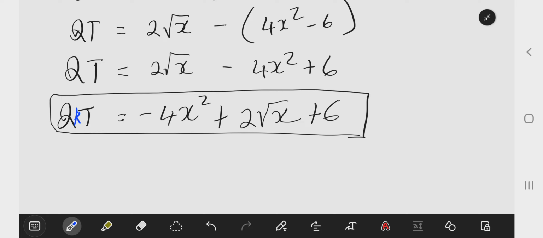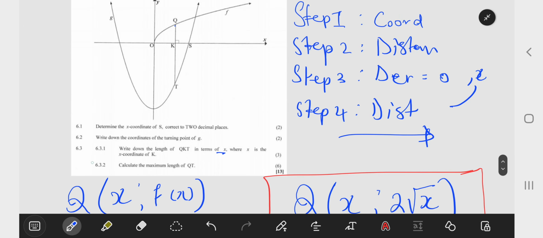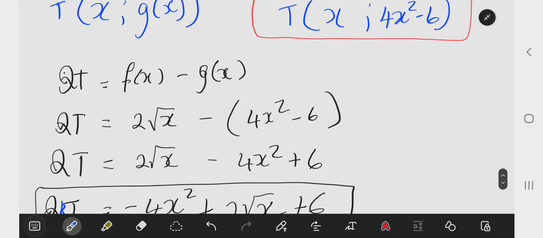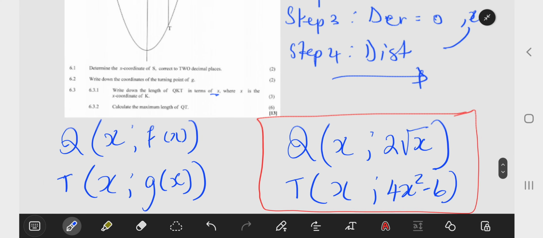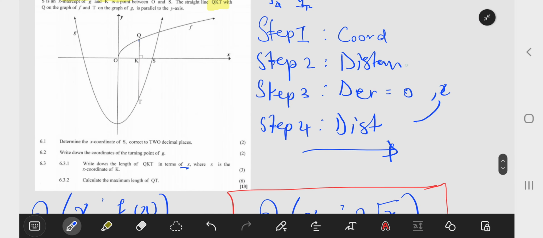So the answer le isinikeza isolution yala ku 6.3.1. Write down the length of QKT in terms of x, where x is the x coordinate of K. So now QKT wethu or QT is equals to negative 4x squared plus 2 root x plus 6, right? So it's in terms of x. And according to our steps wethu, it's step number 2.